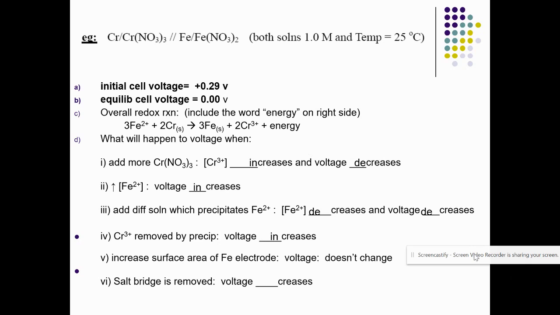Increase the surface area of the Fe electrode. The voltage doesn't change. Surface area doesn't change it. It will just make the reaction happen faster, right? But we're going to have no shift, just like in every other Le Chatelier's problem. Salt bridge is removed. So if the salt bridge is removed, you've taken a critical part of the battery out, and so voltage will decrease. It's going to stop the flow of electrons. All right, you have to have that complete circuit in order to have the flow of electrons.